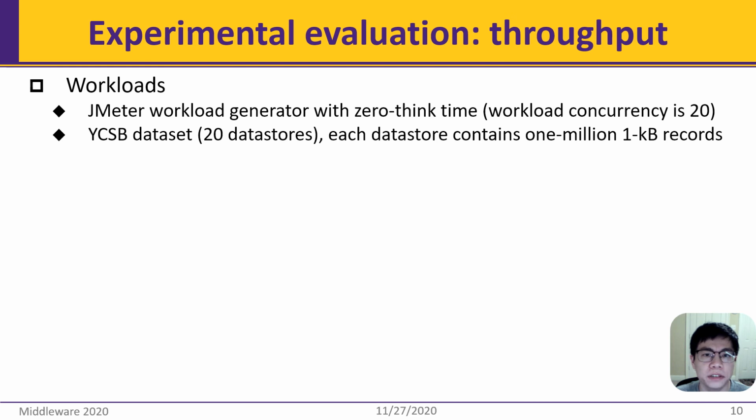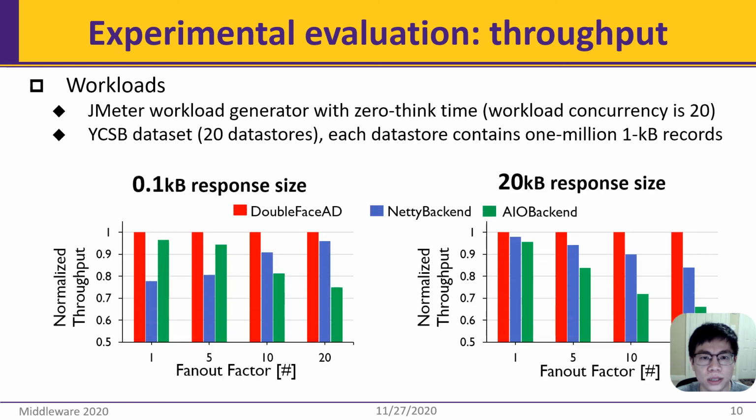To validate the efficiency of our DoubleFaceAD architecture in terms of throughput, we use the JMeter workload generator and the YCSB dataset to compare the throughput of 3 servers, DoubleFaceAD, native backend, and AL backend, under 2 different response sizes. The experimental results show that our DoubleFaceAD can always achieve the best performance under various workload conditions.